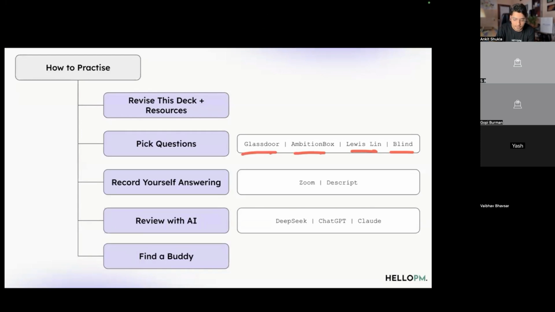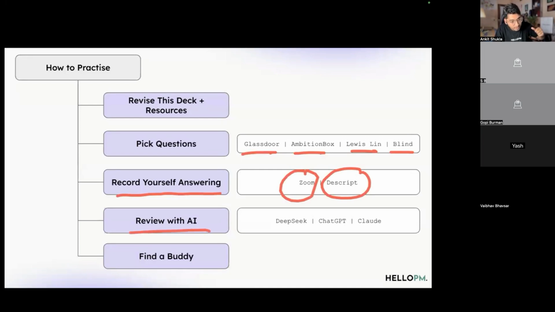After that, record yourself answering. This is the most important step. This is the cringiest, most difficult, but most important. Pick up some questions and record yourself either on Zoom or this wonderful software called Descript while you are giving the answer, so that you know you are following all the steps. And then get it reviewed.